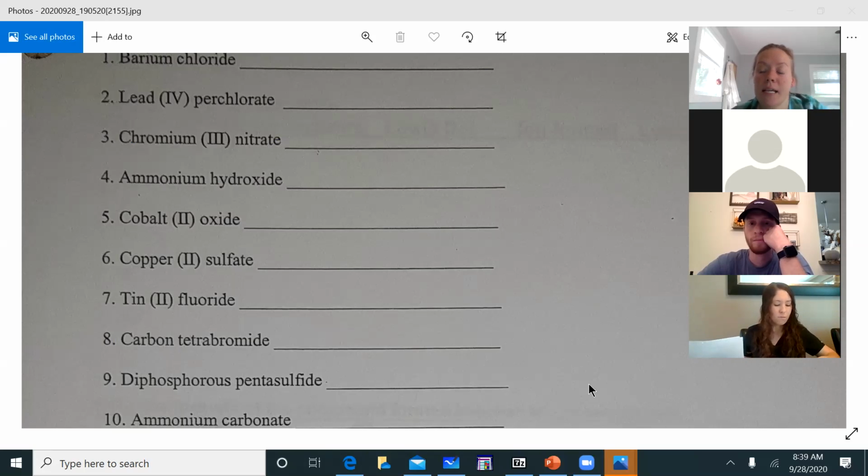Try a couple on each page, okay? Don't just get through the first page. Do a couple on the first page and see, okay, we're starting to get this. Do a couple on the second page and on the third page.